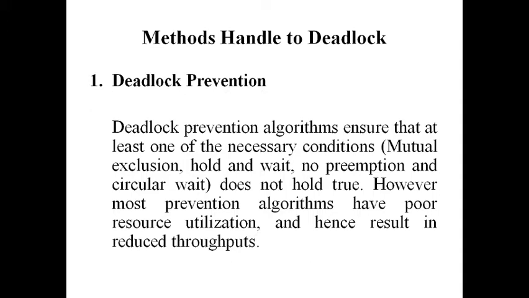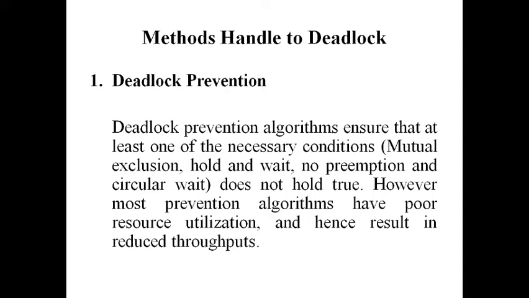In deadlock prevention, one necessary condition has to become false. However, most prevention algorithms have poor utilization and hence result in reduced throughput. When you have poor resource utilization, with more resources and no proper utilization, it will definitely result in less throughput. It is one of the disadvantages.